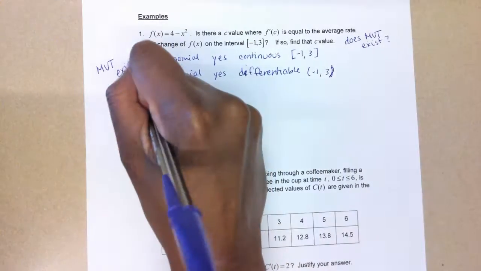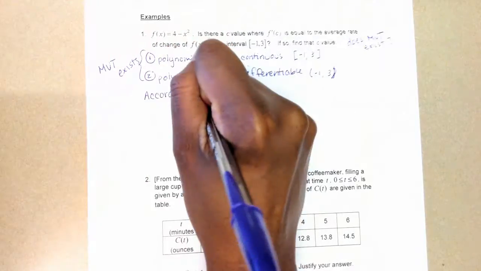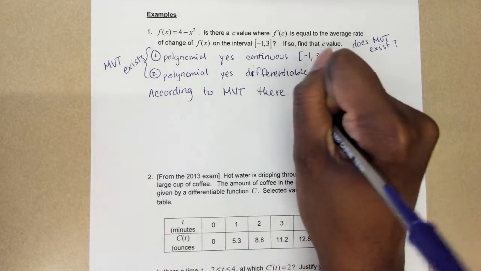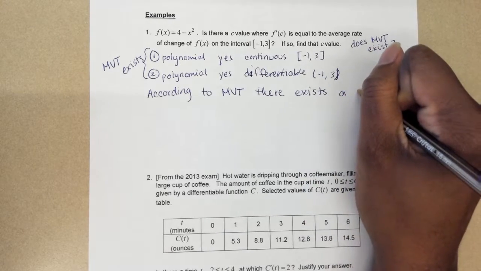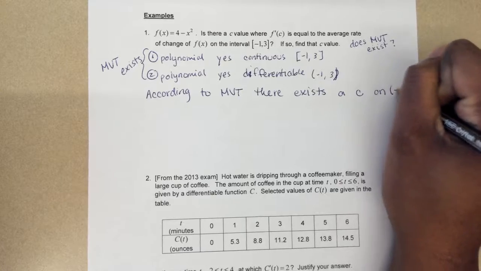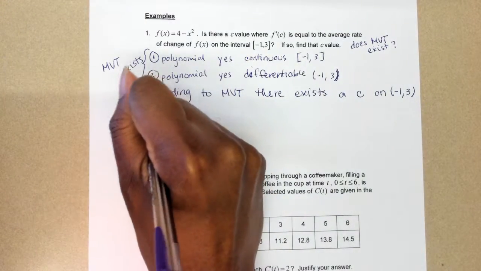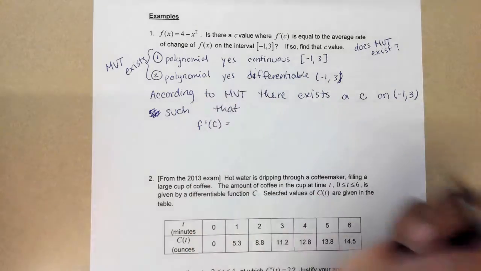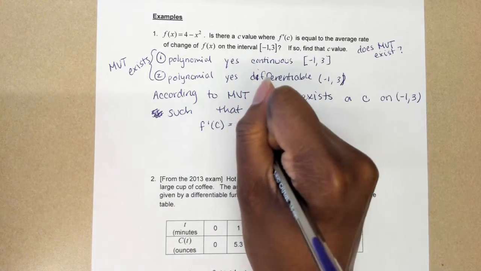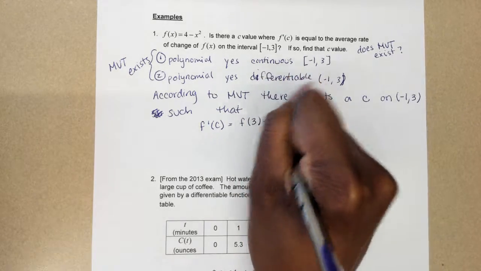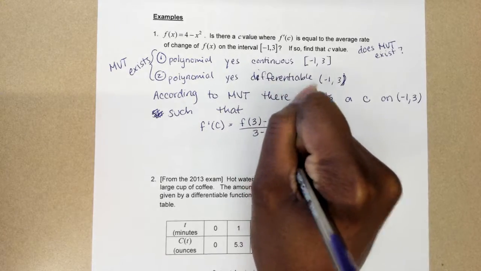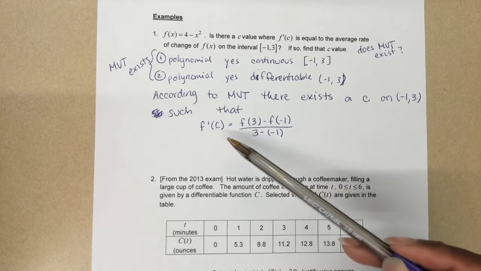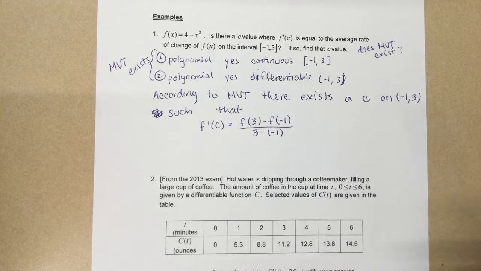So according to the MVT, there exists a c on -1 to 3 such that f prime of c is going to be equal to f of 3 minus f of -1 all over 3 minus -1. So we don't know what c is, but we know the derivative at c is going to be equal to this.